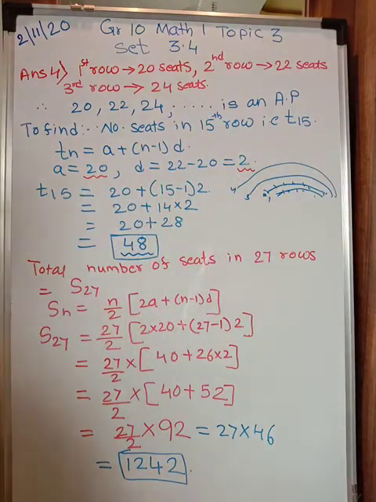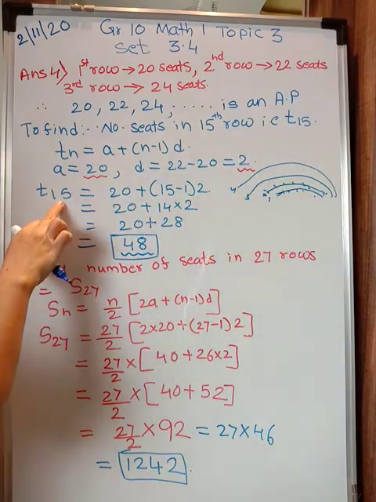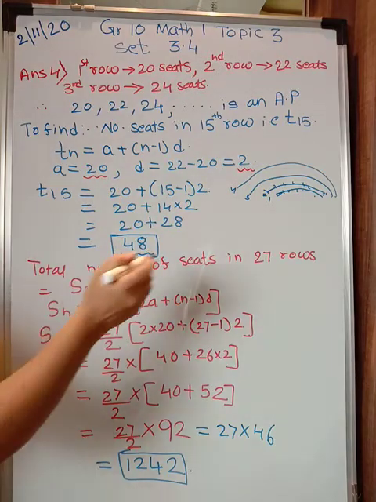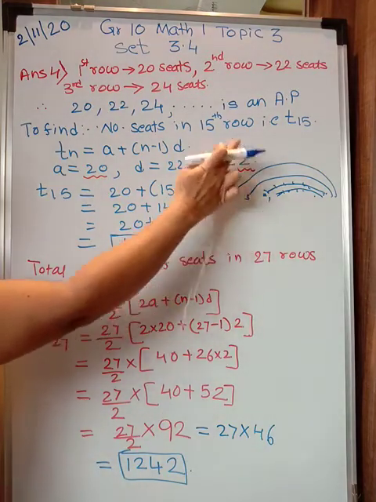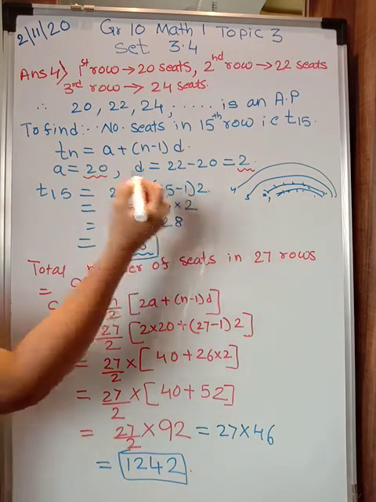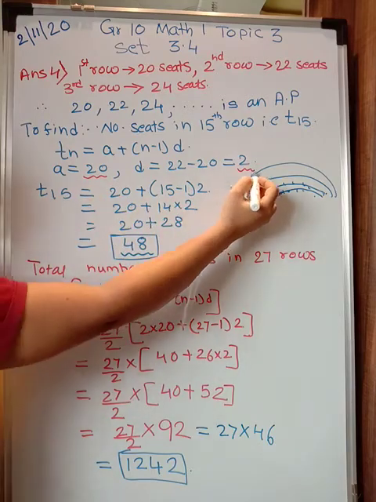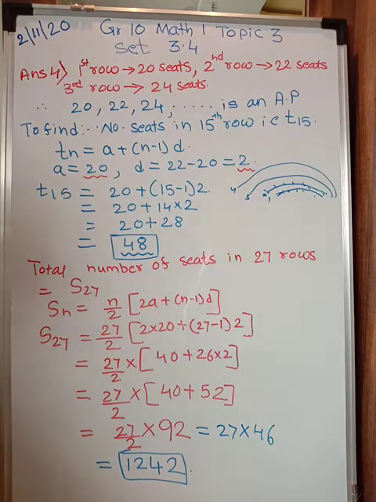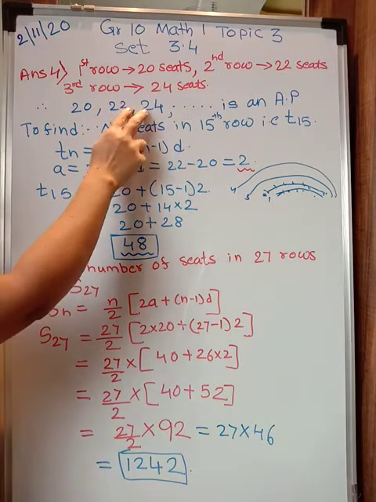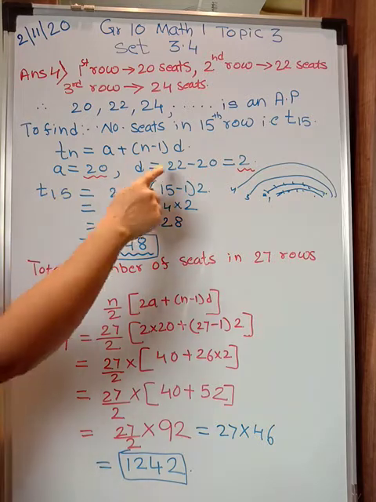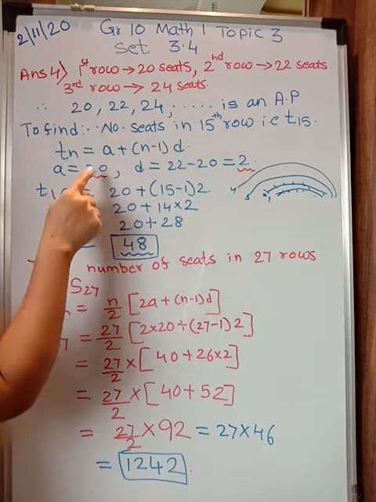Like this, we have to find how many seats are there in the 15th row, as well as the total number of seats in the auditorium. That means you have to add all the seats from the first row to the 27th row. In short, we have to find S27 and T15. T15 is the number of seats in the 15th row, somewhere here after the fourth. Now see students, 20, 22, 24. That means there is a constant difference of 2. So this is an AP with common difference 2 and first term 20.